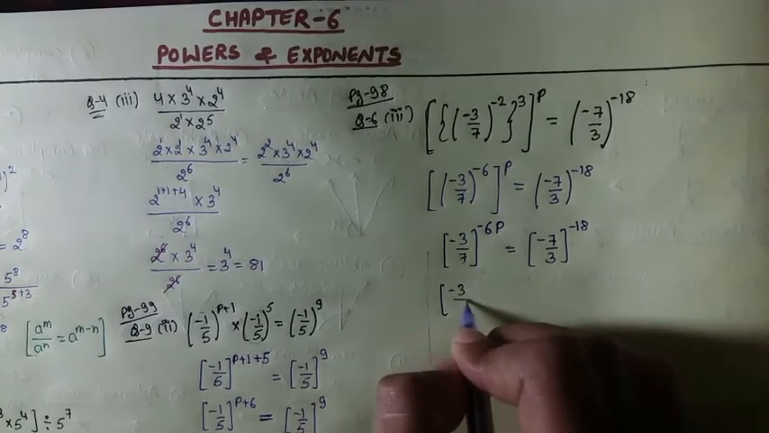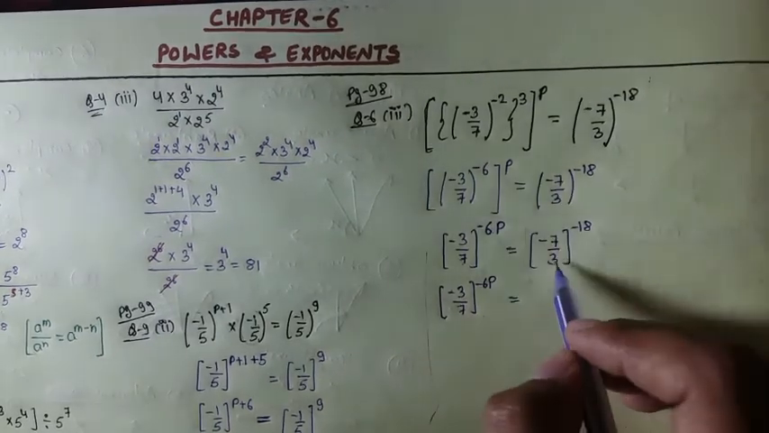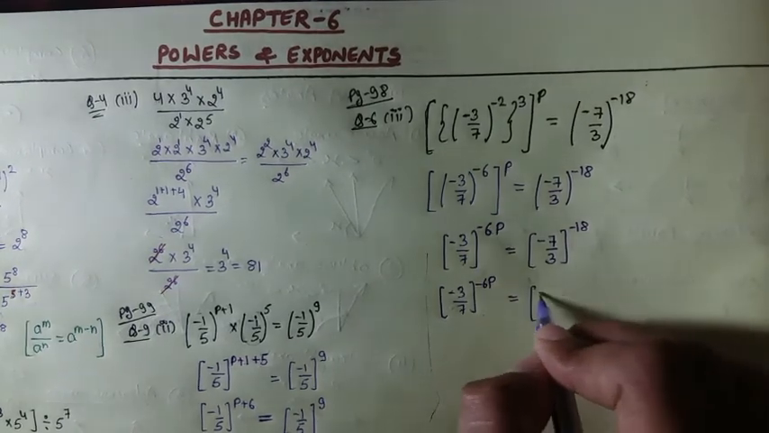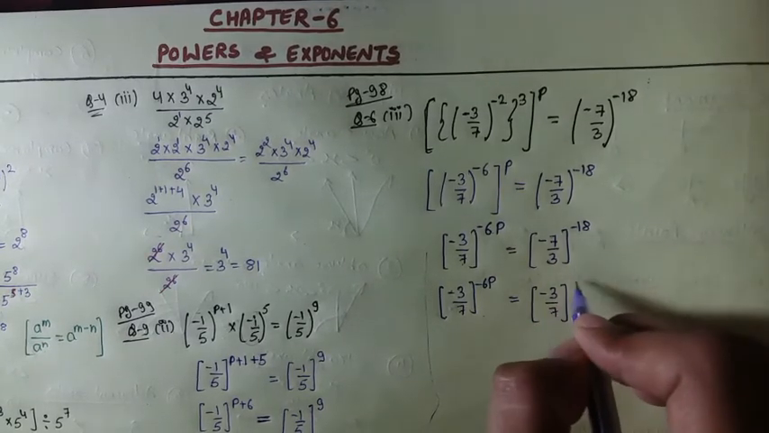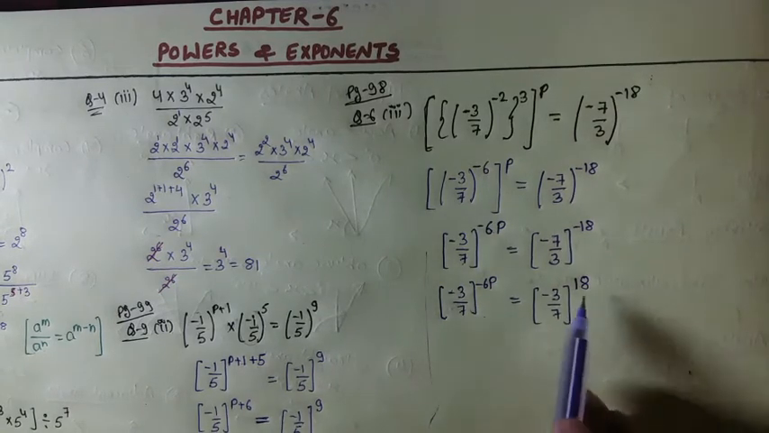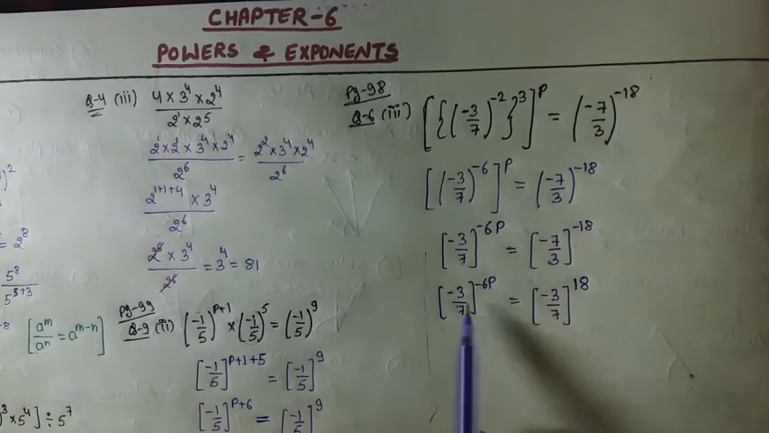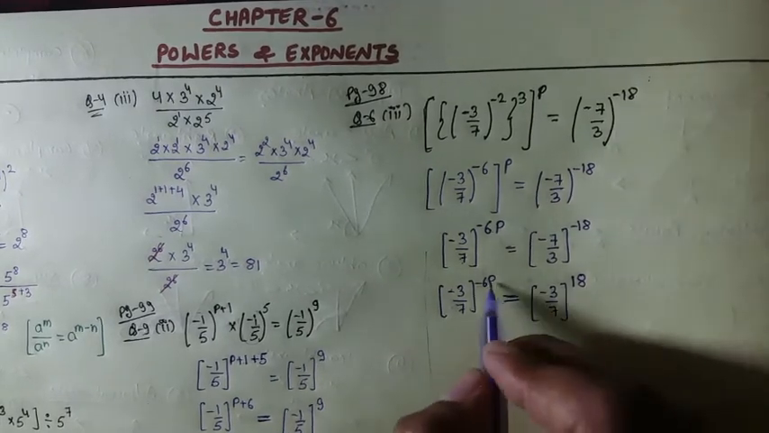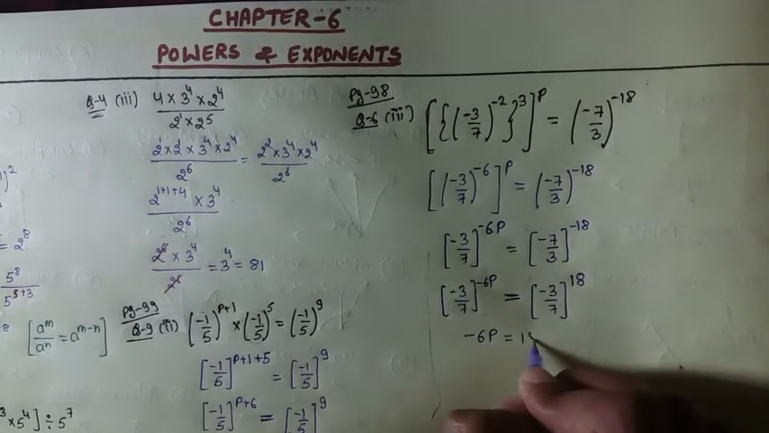This is -3/7 whole power -6p is equals to, if you will reciprocal it, the power will become positive. This will become -3/7 और रेसिप्रोकल करने पे पावर क्या है, कैसी हो जाएगी? पॉजिटिव हो जाएगी. If you remember, हम पावर पॉजिटिव करने के लिए हमेशा क्या करते हैं, रेसिप्रोकल करते हैं. Now you can see that we have same base and these two are equal. LHS and RHS are equal. It means पावर्स भी कैसी होंगी, इक्वल होंगी. So this will be equals to -6p is equals to 18.